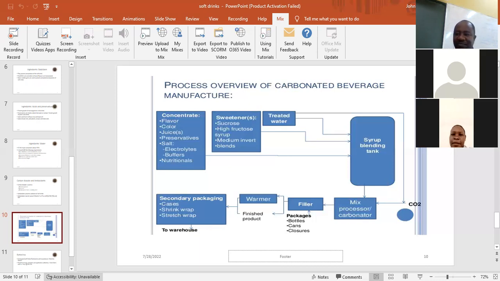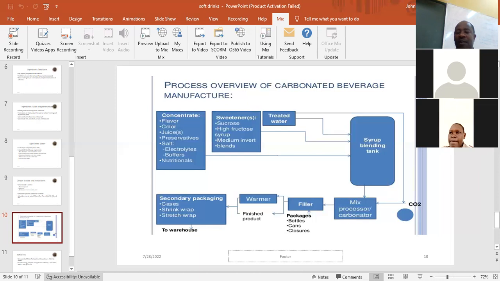What is the function of the mix processor? I can see a mix processor between the syrup and the carbonator there in the diagram. What is the function? Yes, this is a very good question. Like I said, the function is to incorporate carbon dioxide into the syrup blend.